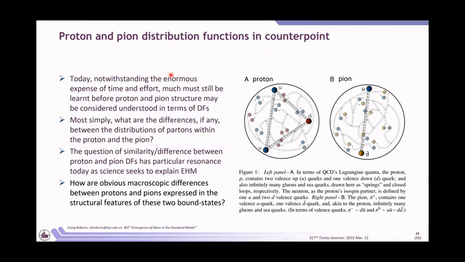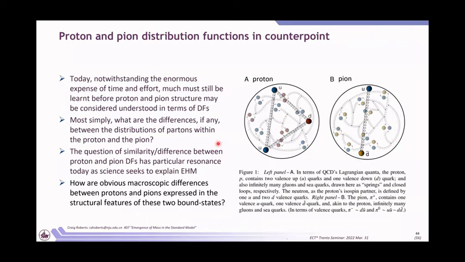I highlighted before that we've spent a lot of time and effort on studying proton structure. And we're trying to understand pion structure. What we would like to know, most simply, is what are the differences between a proton seeded by 3 valence quarks and a pion seeded by a U quark and an anti-D quark? They have the valence degrees of freedom, but also all this sea and glue inside of them.